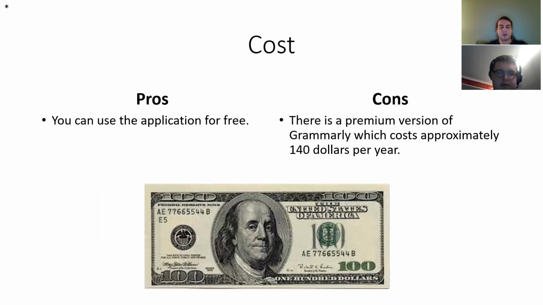I'm going to talk about the cost also. So the advantage is that you can actually use this app for totally free, and there's no catch or anything. And the disadvantage is that if you want to use the premium version, there is actually $140 per year that you have to pay. So only for an app that can correct your mistakes, $140 per year is really expensive.